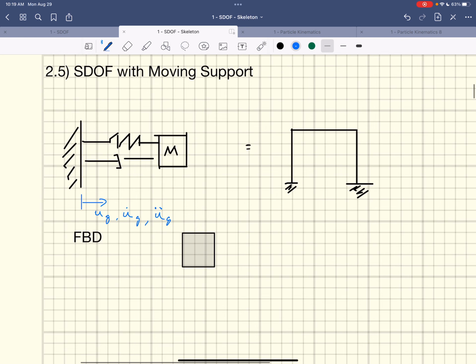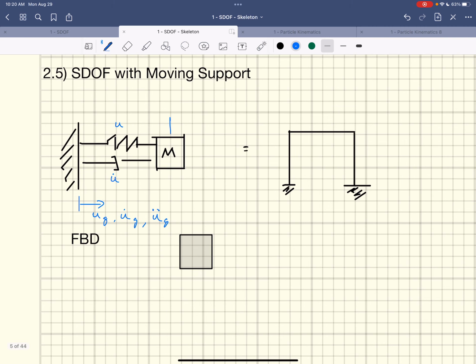And then, this is a really key concept, the distance between these two, between here and here, that's going to be U, and this is going to be U dot, with no G on it. The relative displacement between the ground and the mass, we're going to call U. And then how much the mass moves overall, this one right here, we're going to call UT, for U total, and this would be UT dot, and then UT double dot.